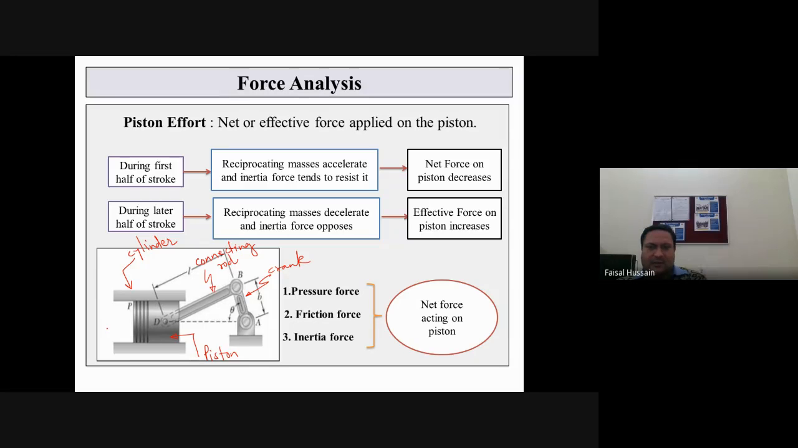So, generally, what happens during the first half of the stroke, that is, when the crank moves from 0 to 180 degree, the reciprocating masses accelerate, their speed increases. And if the reciprocating masses accelerate, the inertia forces tend to resist it, and we will get the net force on the piston in a decreased pattern.